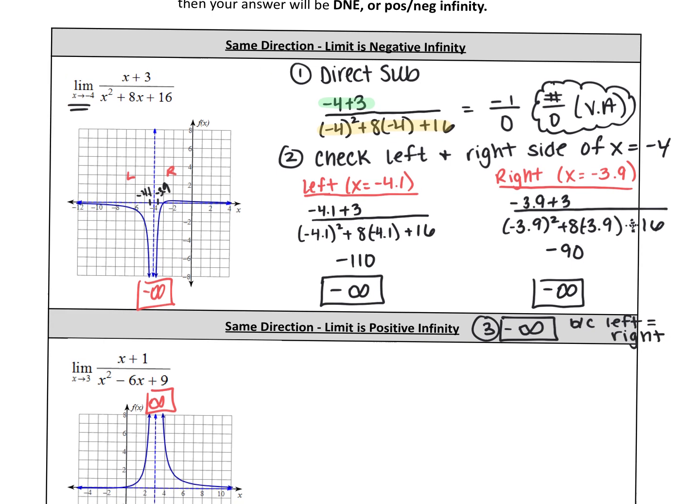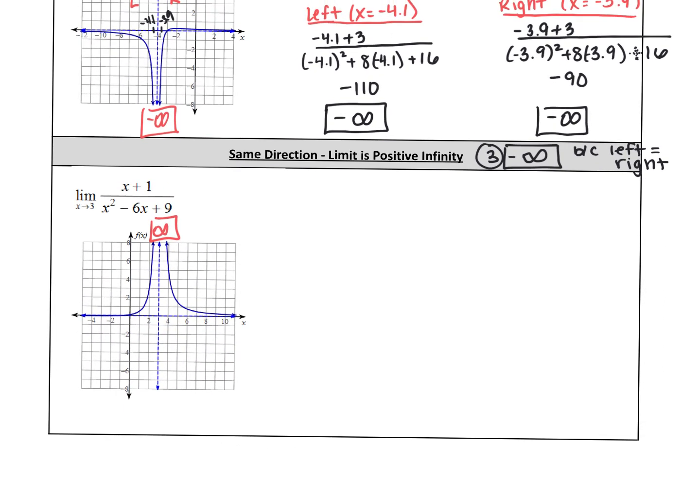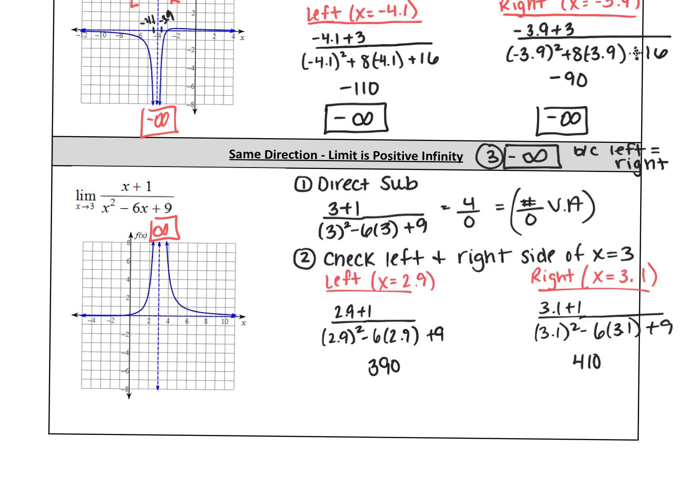So if you wanted to try example number 2 on your own, you absolutely could. This is the same scenario where the left and the right side are going to be approaching now positive infinity. So why don't you pause the video and just try this and see what happens. And then hit resume when you're ready for the answer. All right, this is what I got.